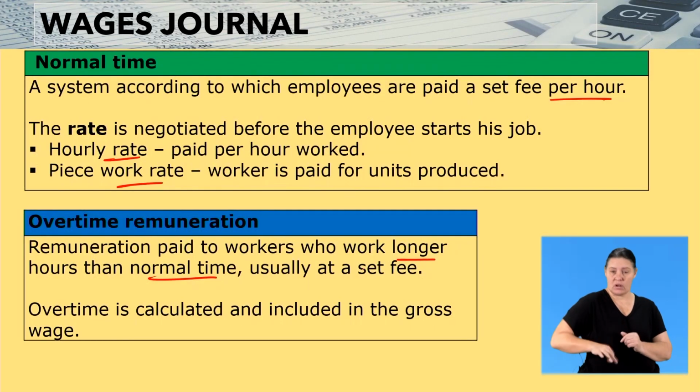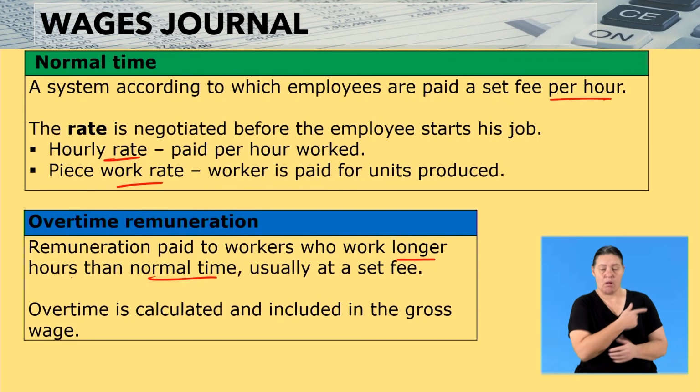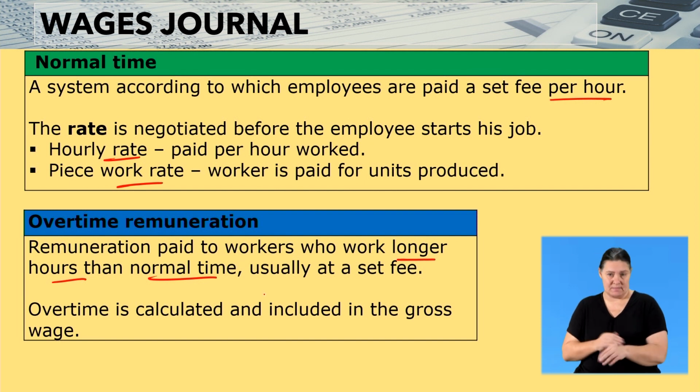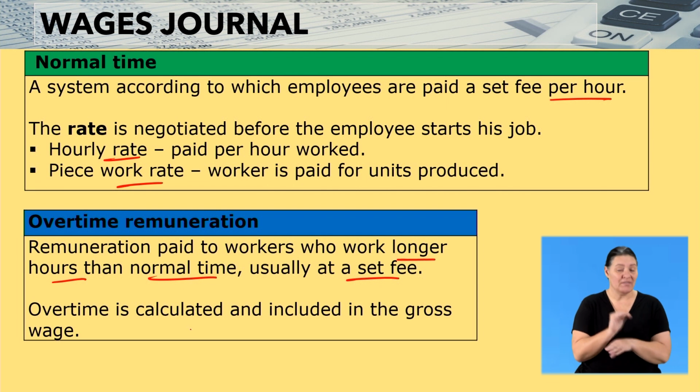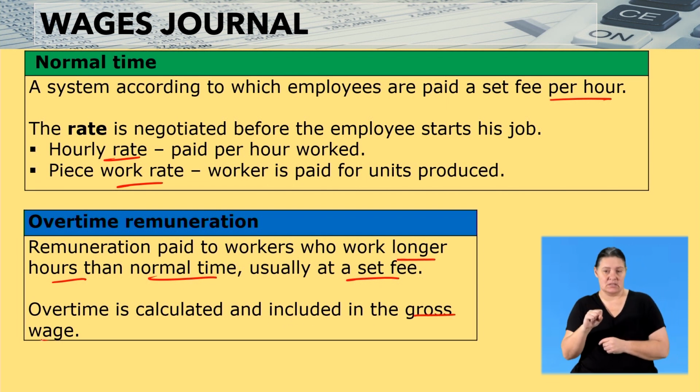With overtime, you have to be paid for the overtime hours that you worked. This is remuneration paid to workers who work longer hours than the normal time, and it is usually at a set fee. Overtime is calculated and it is included in the gross wage.